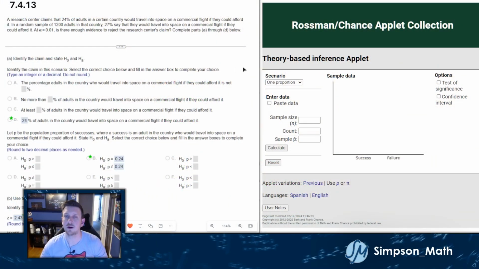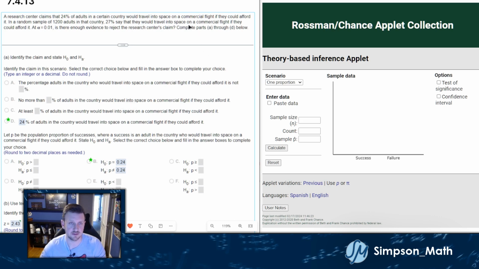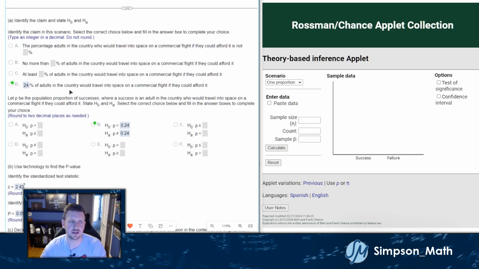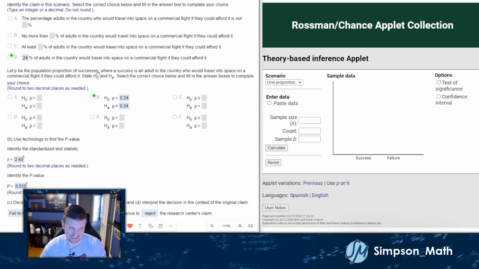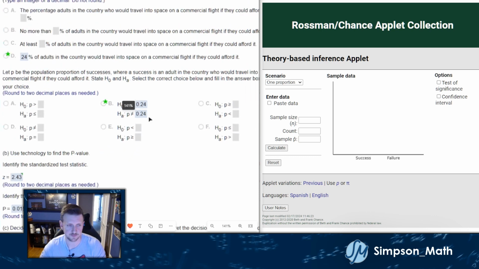Okay, might be a little bit small, but this is from 4.7.13 in our Larson textbook, section 4.3, question 13. So it's the same question, but you can see the breadcrumbs that the question has. So identify the claim. The claim says 24% of adults in the country would travel into space on a commercial flight if they could afford it. So this is identifying what p is and what that claim is. Since that is an equal to claim, that's my null hypothesis. So we're picking this one here, that is p is 0.24 versus p is not equal to 0.24.